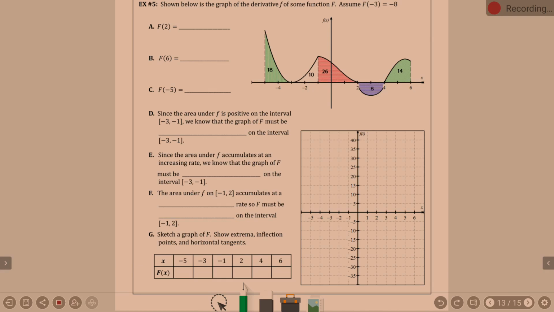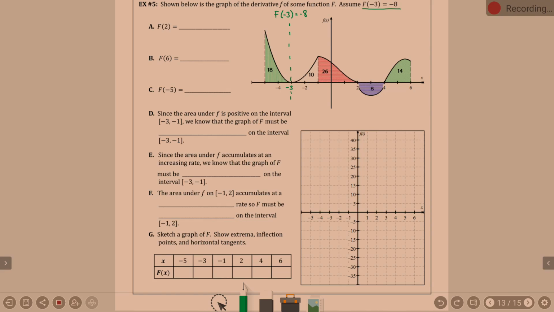Traditionally, when we start at the left, we just start from the left and we start accumulating as we move across to the right. The difference here is they give us what we call a starting value, that capital F of negative 3 equals negative 8. And so what we know, negative 3 is right here, yes. So we know at negative 3, our starting value is that capital F of negative 3 equals negative 8. At that point, that is what the value is equal to.